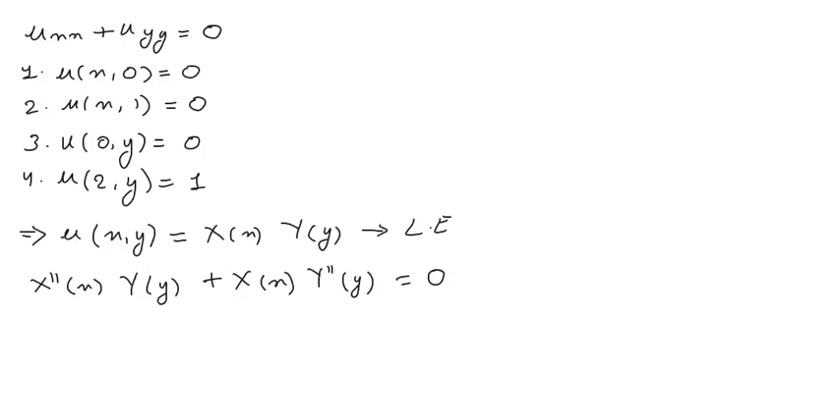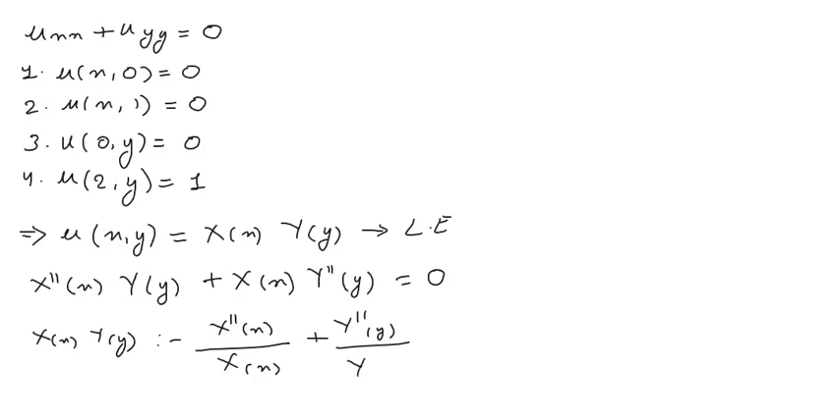Now divide both sides by X(x)Y(y). Dividing both sides, what we will get is X''(x) upon X(x) plus Y''(y) upon Y(y) is equal to 0.